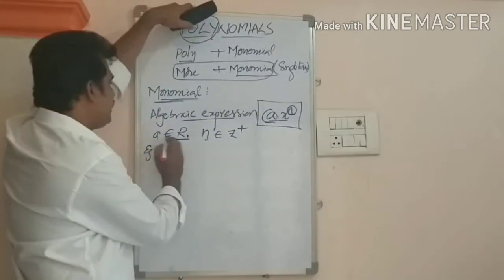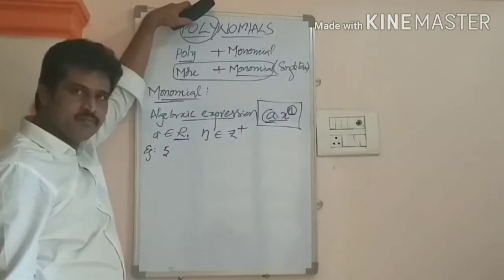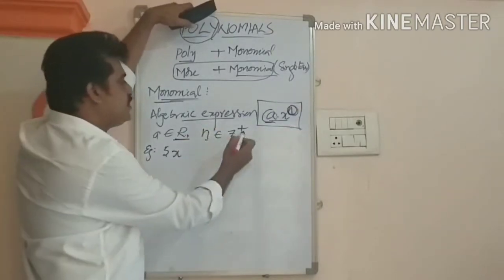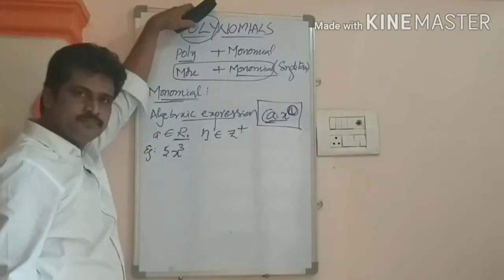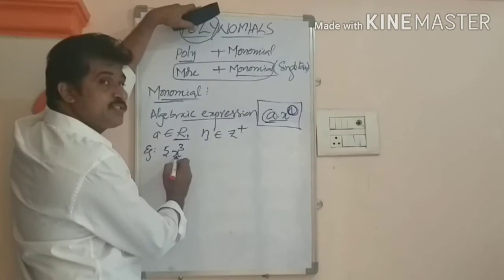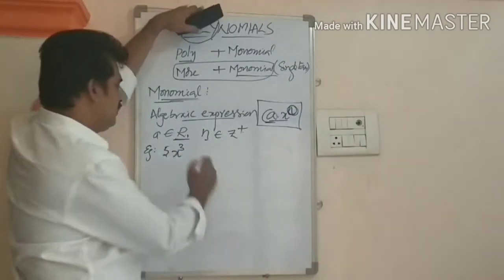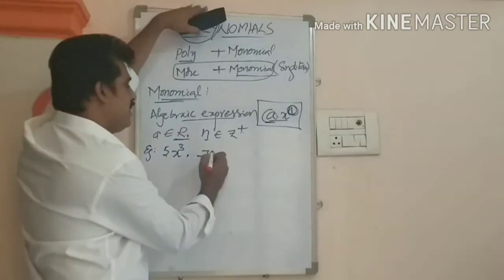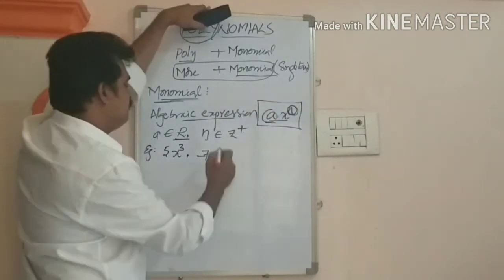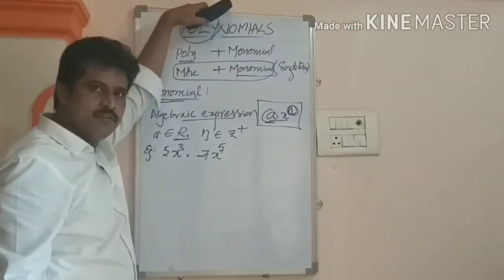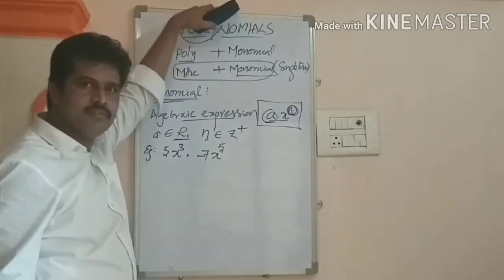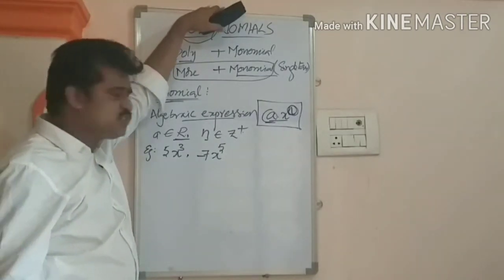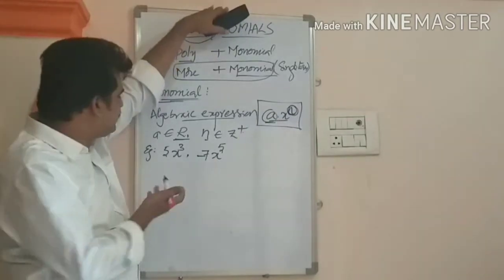For example, a is a real number; let us take 5. x is a variable and its power n must be a positive integer. 3 is a positive integer. So 5x^3 is a monomial. In the same way, take the real number minus 7. x is a variable and its power must be a positive integer: minus 7x^5. This is a monomial. Like that we can write infinite monomials. Simply, if you see this, it is easy to understand that this is a monomial.